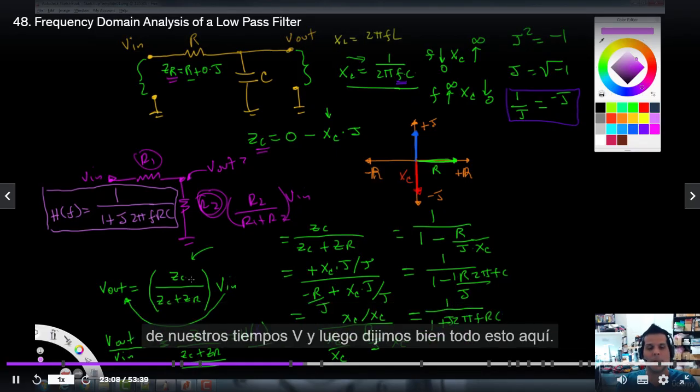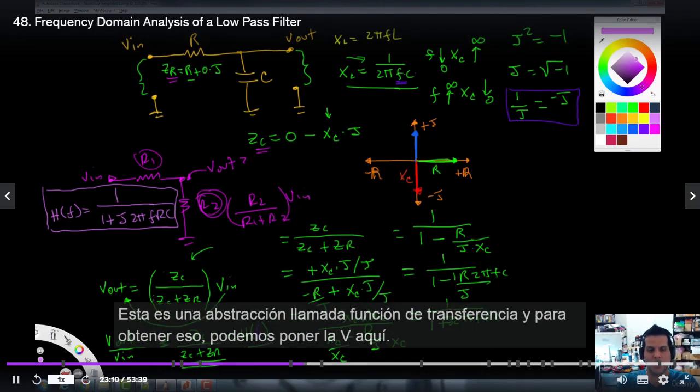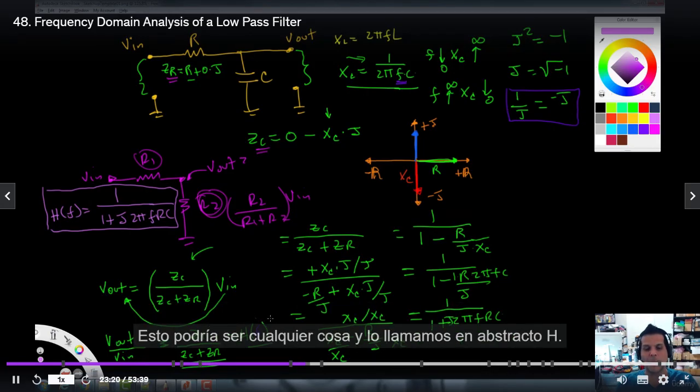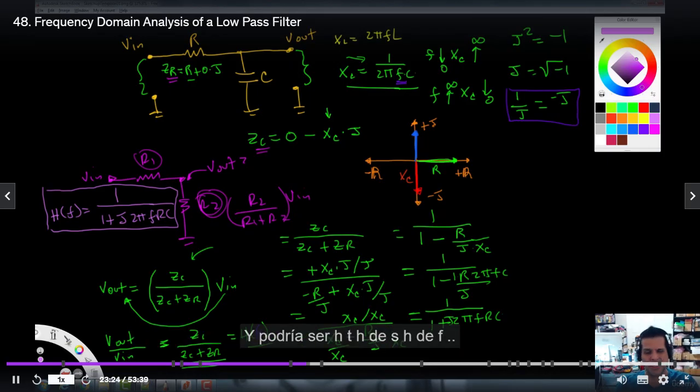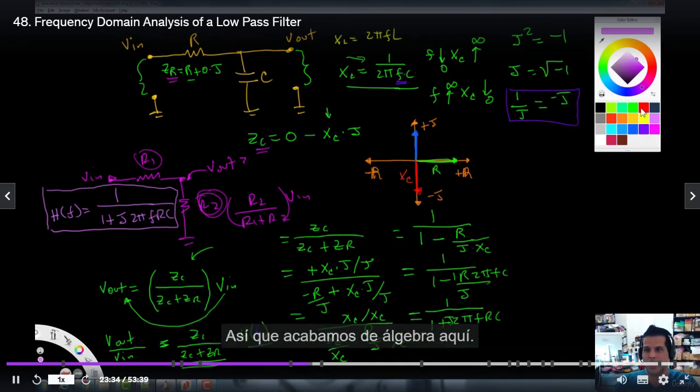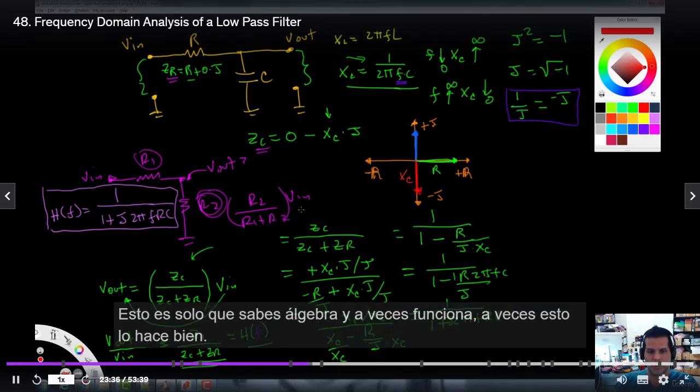Then we said, well, this whole thing here is an abstraction called the transfer function. To get that, we can just put this V in over here. Now we have V out over V in equals Z sub C over Z sub C plus Z sub R. This could be anything, and in the abstract we call this H. It could be H of T or H of S or H of F. In this case it's H of F because this is the variable F, the frequency. And then we just started doing algebra.